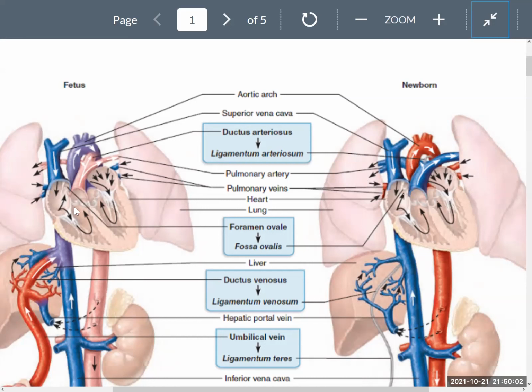If the foramen ovale does not close properly, and it's the only change at birth that happens in the heart. The rest of the things are all outside the heart. If the foramen ovale does not close completely or enough, you may have what's called a blue baby, okay, not getting enough oxygen.